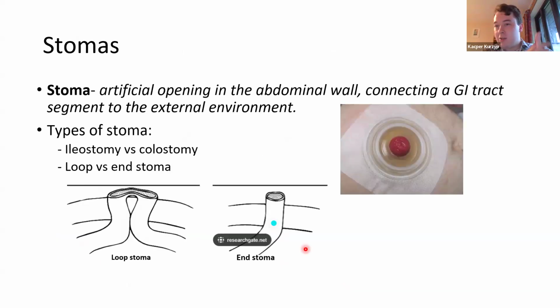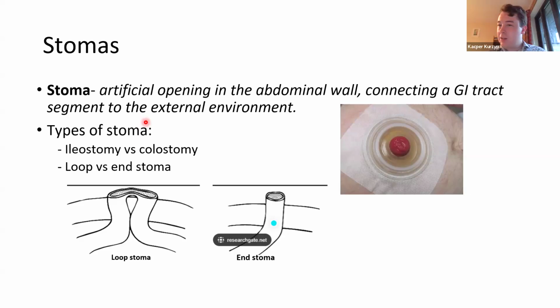Now, we've mentioned end colostomy. Stomas are something you may get asked about in your exams. A stoma is very much an artificial opening in the abdominal wall, and you are connecting a segment of the GI tract to the external environment. This is typically because whatever is downstream is currently not capable or just not working for the patient to conduct the fecal material.